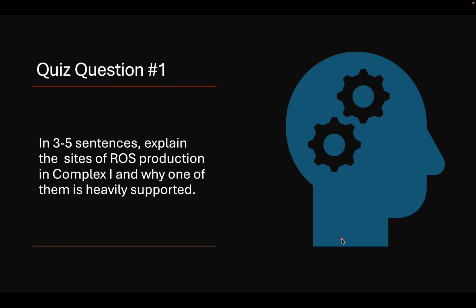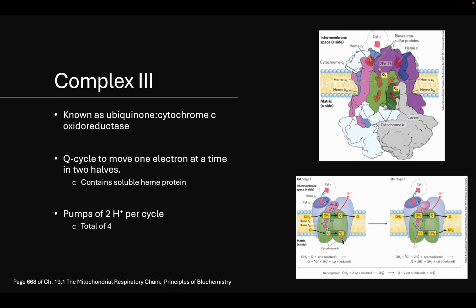Moving on, we have the first quiz question. In 3 to 5 sentences, I want you guys to explain to me the 2 different sites of ROS production at complex 1 and which one of them is heavily supported and why.